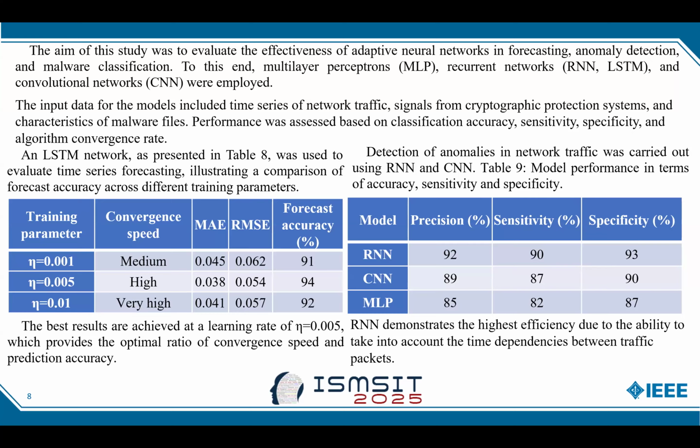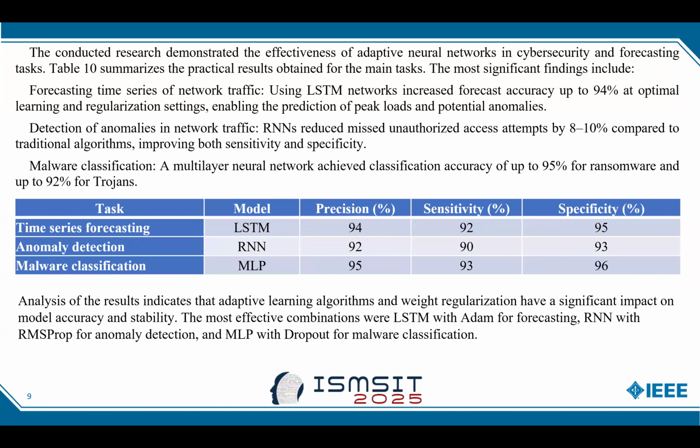LSTM networks, for example, achieved optimal forecasting performance at a learning rate of 0.005. RNNs demonstrated the highest efficiency in anomaly detection, capturing time dependency between traffic packets. Our experiments produced significant findings. LSTMs increased forecast accuracy to 94%, enabling the anticipation of load peaks and anomalies.